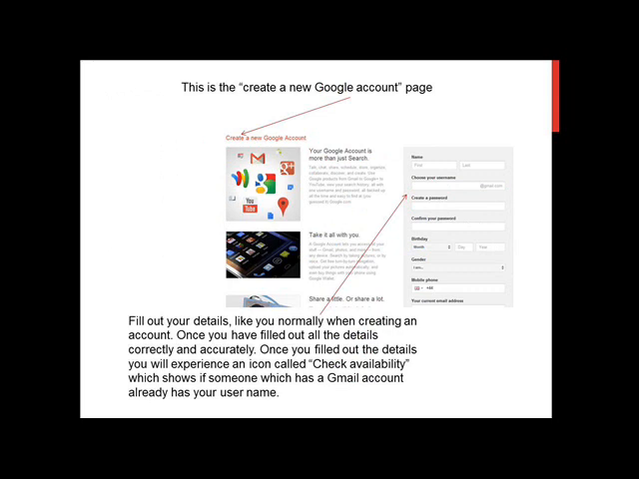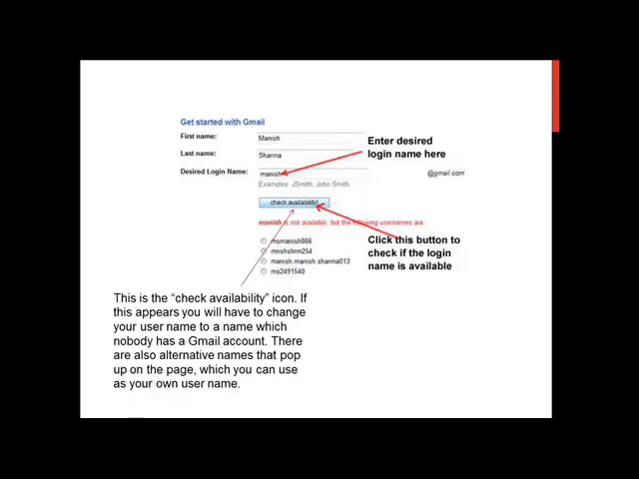Fill out your details like you normally would when creating an account. Once you have filled out all the details correctly and accurately, you will see an icon called Check Availability, which shows if someone already has the same username as you do. This is the Check Availability icon. If this appears, you will have to change your username to a name which nobody has on Gmail. There are also alternative names that pop up on the page which you can use as your own username.